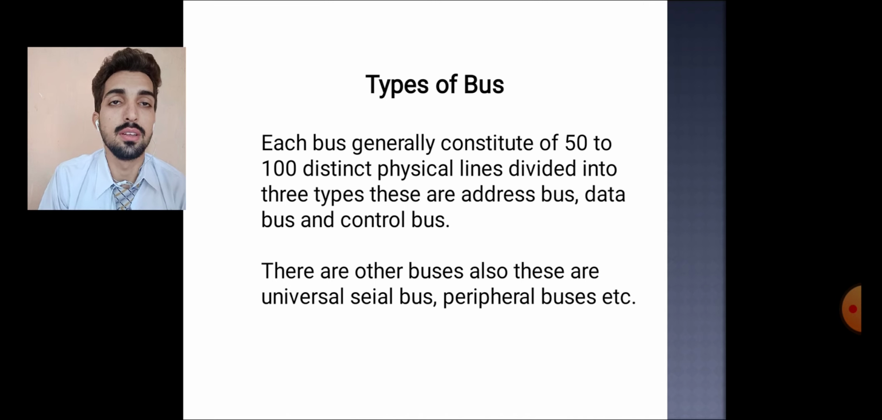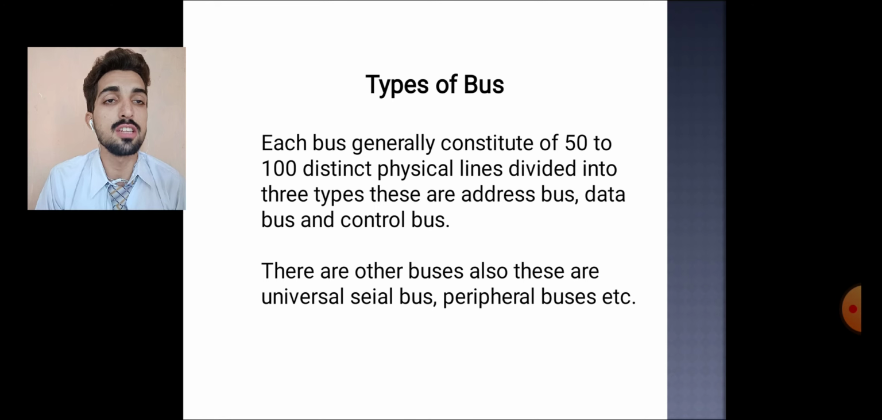Types of bus. Each bus generally consists of 50 to 100 distinct physical lines divided into three types. These are the address bus, data bus, and control bus. There are other buses also. These are the universal serial bus, peripheral bus, etc.